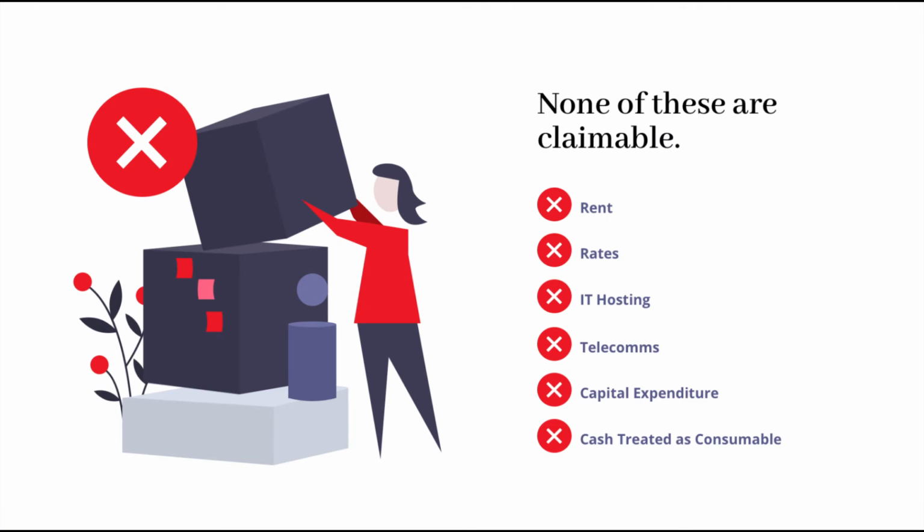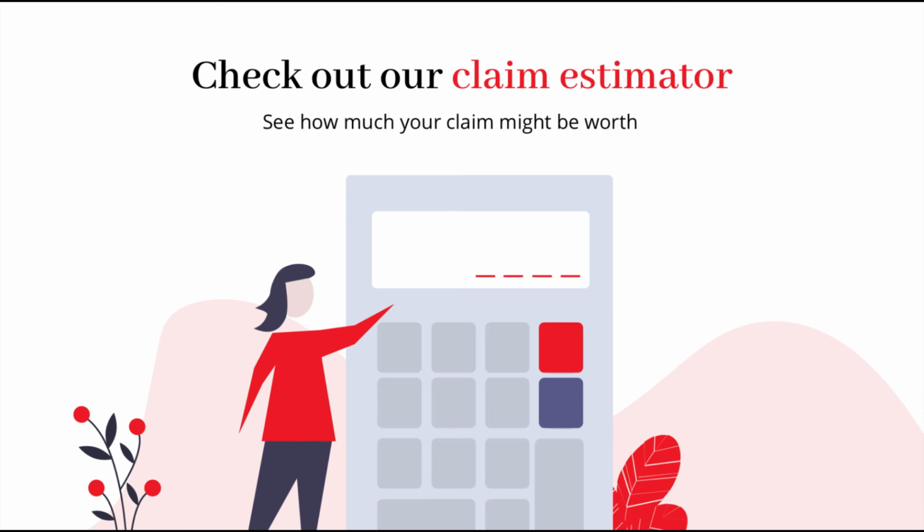And secondly, companies try to shoehorn other costs into the 5 key headers. For example, rent, rates, IT hosting, telecoms, capital expenditure, or cash expenditure have been used as consumables. None of these are claimable. Costs that can be claimed are defined by legislation. It is worth getting professional advice.